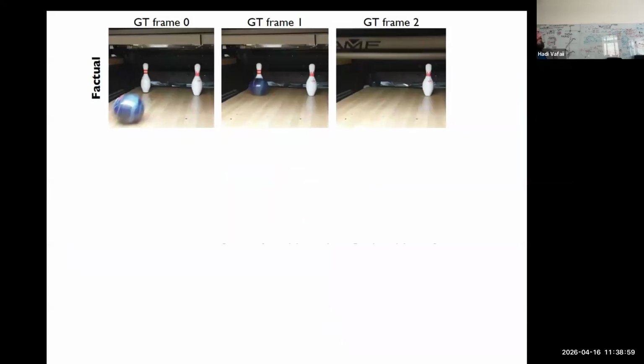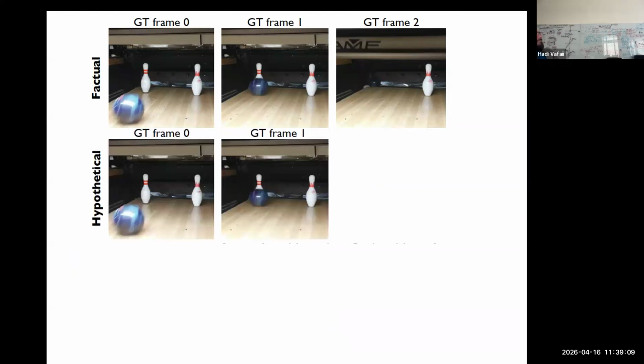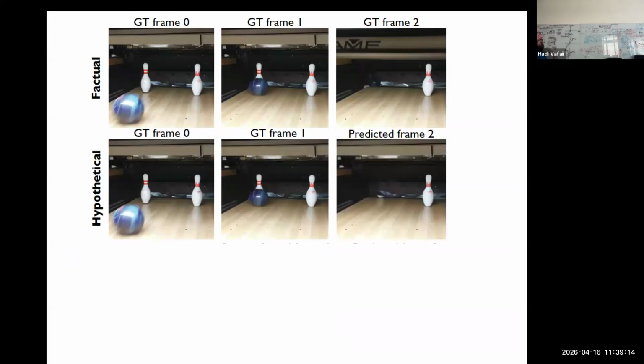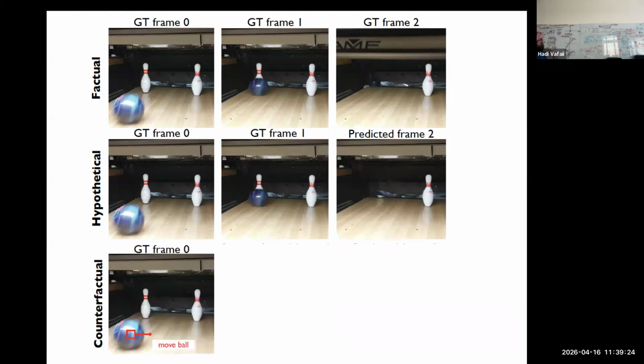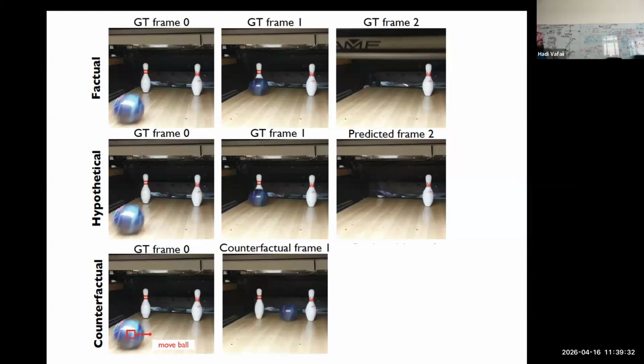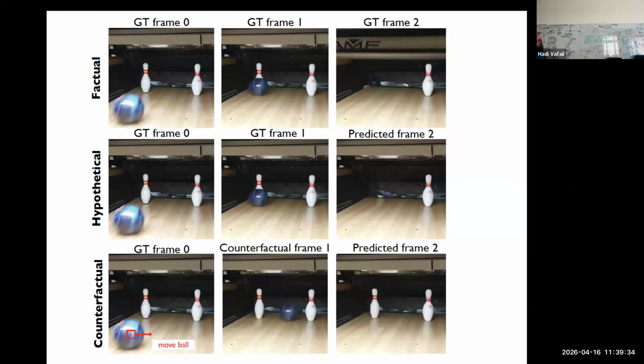Okay, here's another example, maybe a little more realistic of what you would use it for. Here are 3 actual frames of bowling. Now I give you 2 ground truth frames and I tell you to predict what's going to happen next, and it knocks the pin down just like it's supposed to. So the predicted frame shows the pin getting knocked down, although some small details about what's behind the pin are, of course, hallucinated, because what else was it going to do? And here's another example where instead I move the ball counterfactually and generate the next 2 frames. And in this case, the ball goes between the pins and does not knock down the pin.